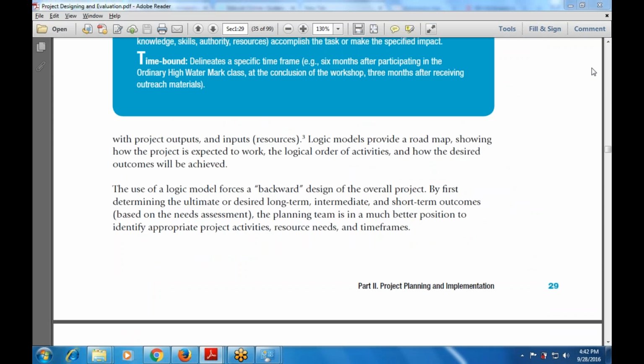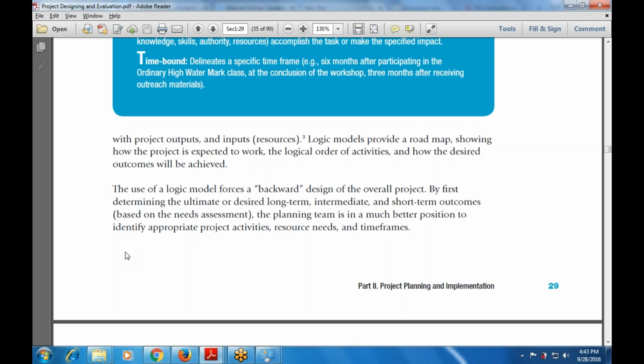Whatever the project output, whatever the project input, whatever the resources given, the logic model also provides a roadmap that shows how the project is expected to work. What is the main target of the project, how does it work, what are the various activities, how will these activities be arranged in a logical order, and how will the desired outcome be achieved? First is the expectations, the main aim of the work, the activities in sequence, and how the desired outcomes will be achieved.